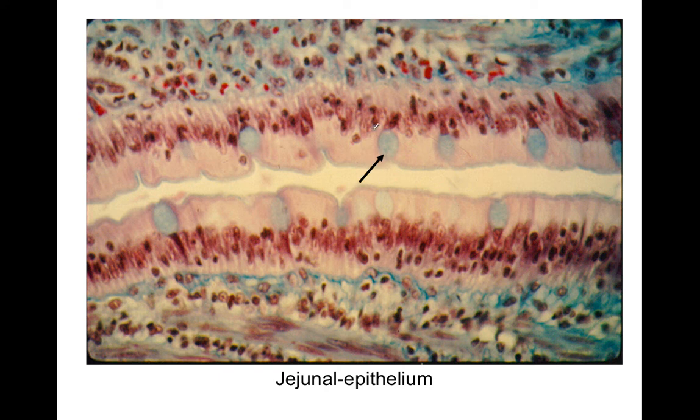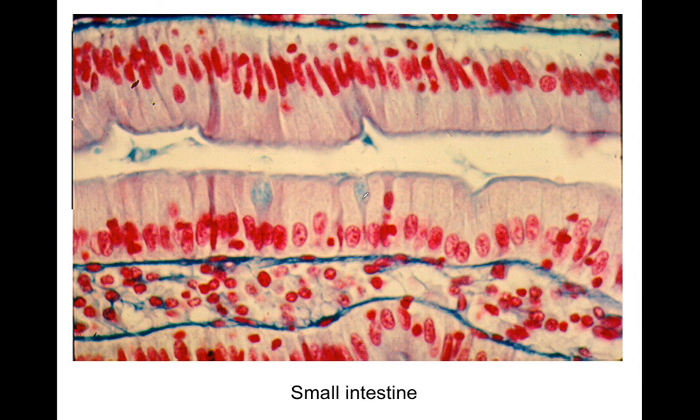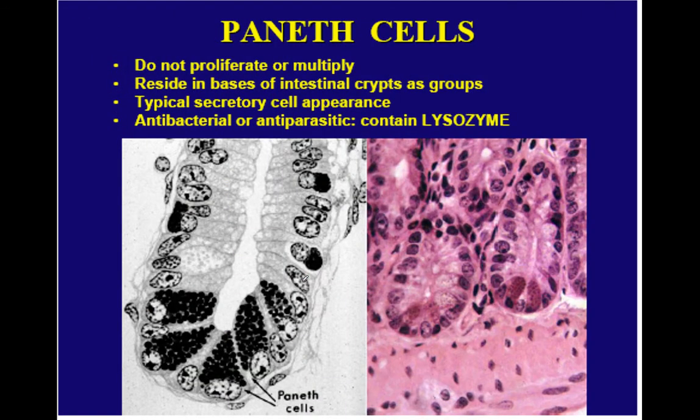As you can see here, these are the simple columnar cells, and between them we have the goblet cells. Just below the epithelium is the layer of the lamina propria, which contains different connective tissue cells and also the blind-ended tube of the lymphatic vessels, which is the lacteal. At the base of the epithelium, near the muscularis mucosa, we can see some cells that contain apical granules. These cells are the Paneth cells.